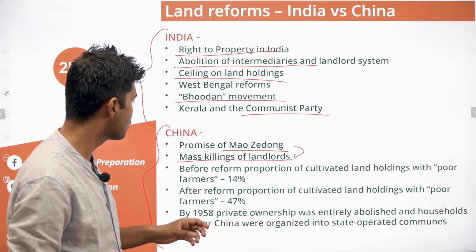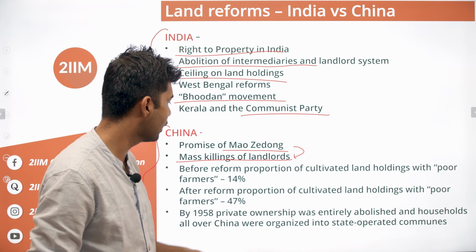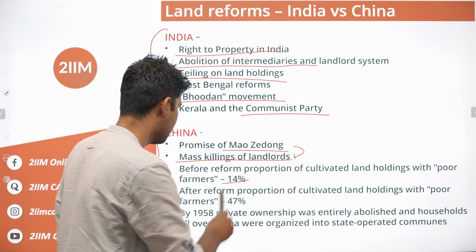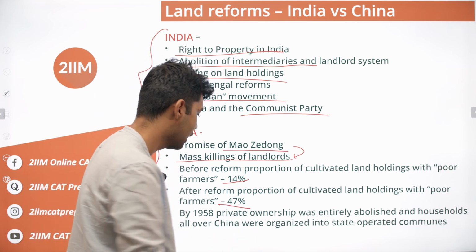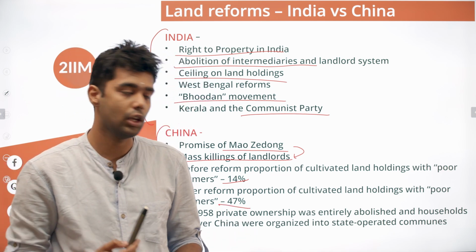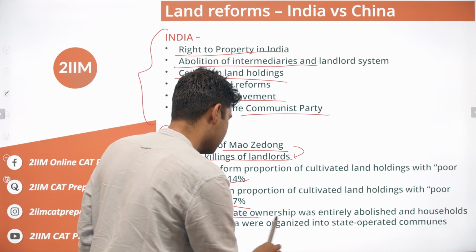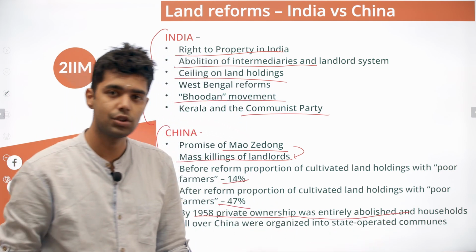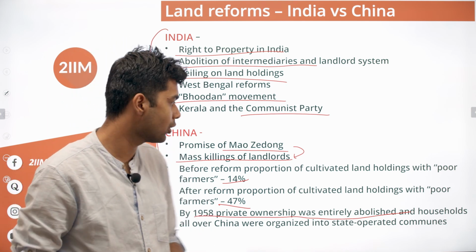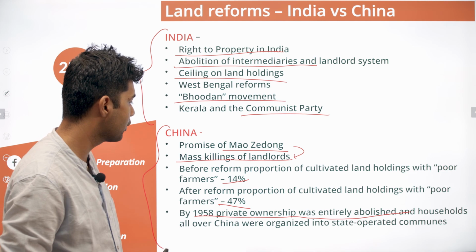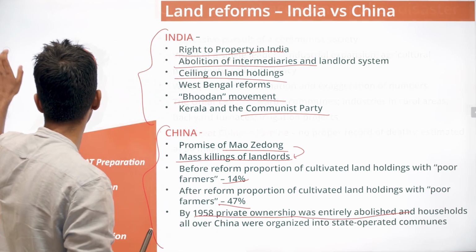Before the revolution in early 1949 and 1950, the percentage of land held by poor farmers was close to 14%. But after the revolution, it became close to 47%. Some estimates take it to as high as 55%. By 1958, private ownership was entirely abolished in China. So there was no such thing as private property. Everything is supposed to go to the community, and households all over China were organized into state-operated communes. So that was about land reforms.